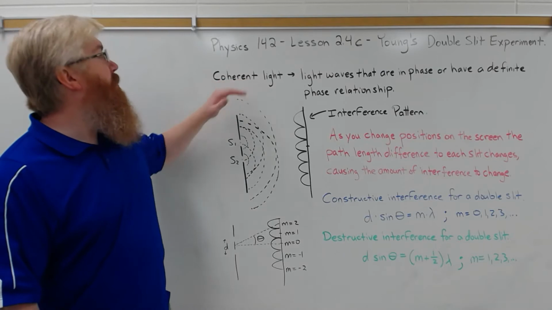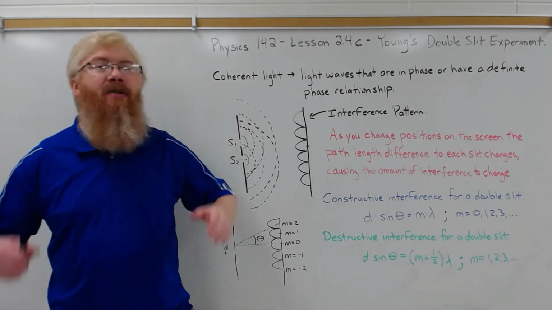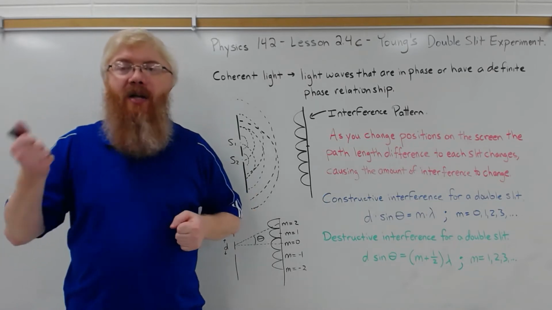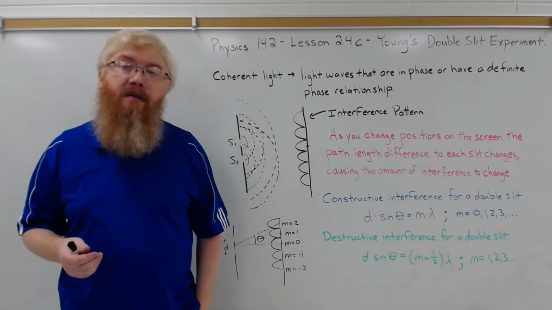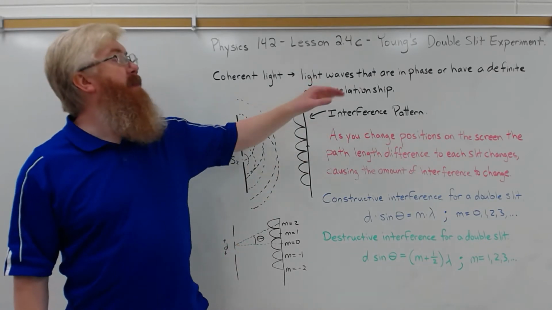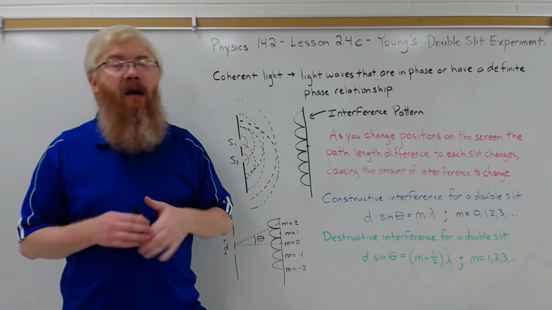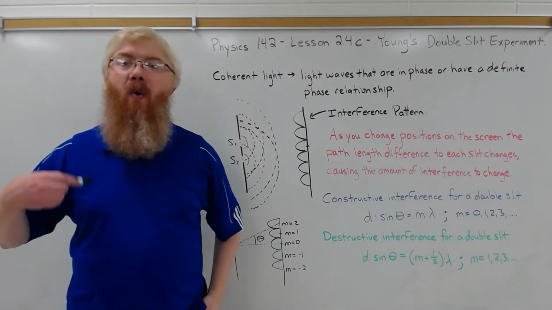So we have to first deal with coherent light. Well, what is coherent light? You can't just open up two slits and shine a flashlight through it and see interference, because the light is not coherent, in that the light waves are not in phase, or there's no relationship between the light rays. For this experiment to work, you need coherent light.